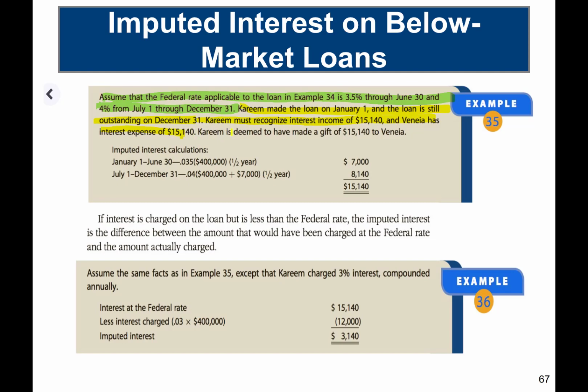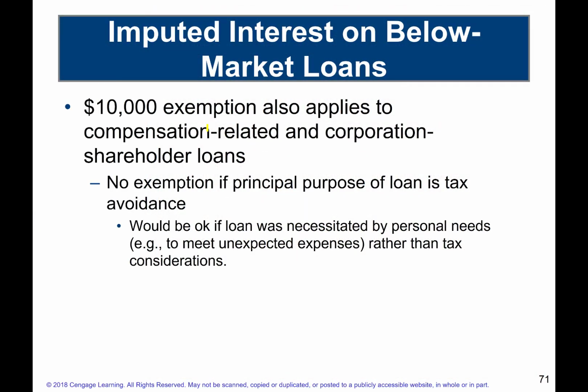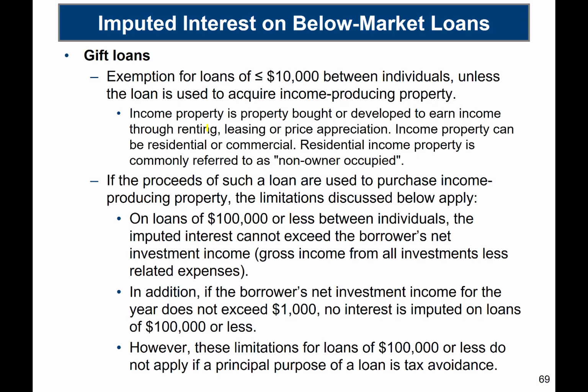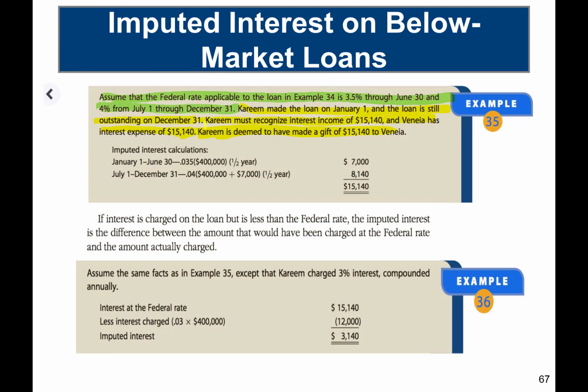It is going to be interest income to the father. So how will he calculate that? Well, for half the year, we use the applicable rates, 3.5% and the 4%, times the 400,000, and then we actually take what?